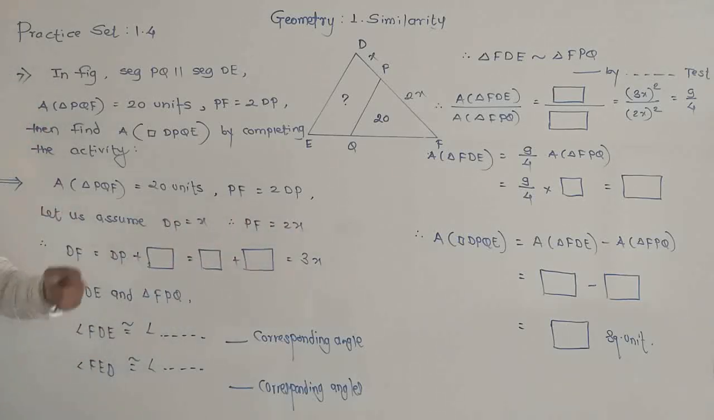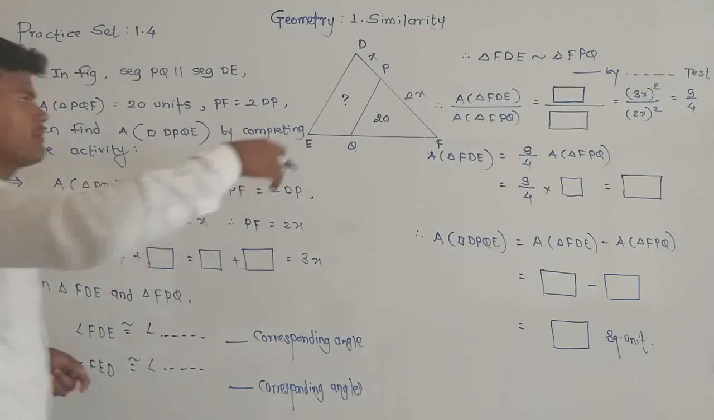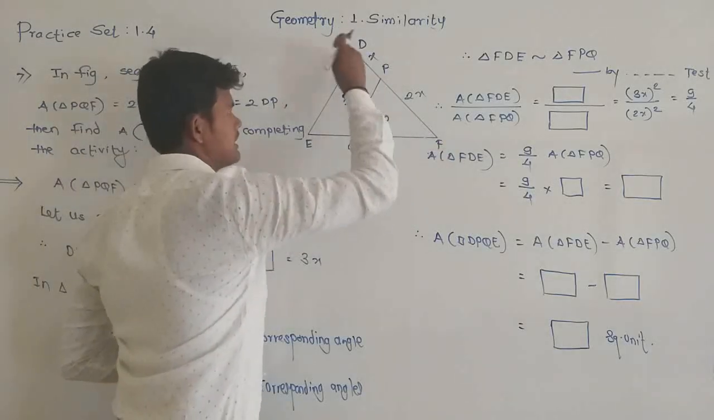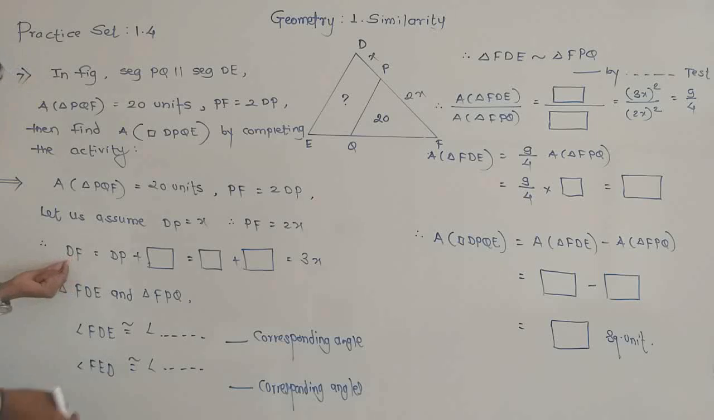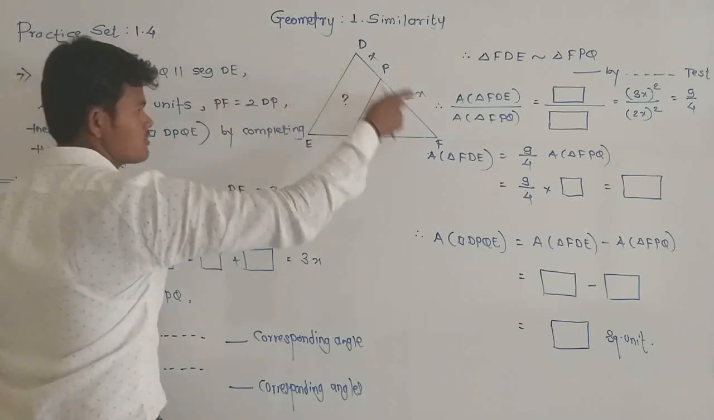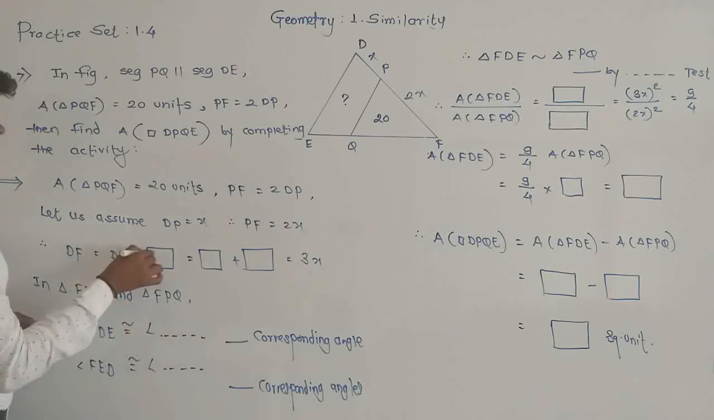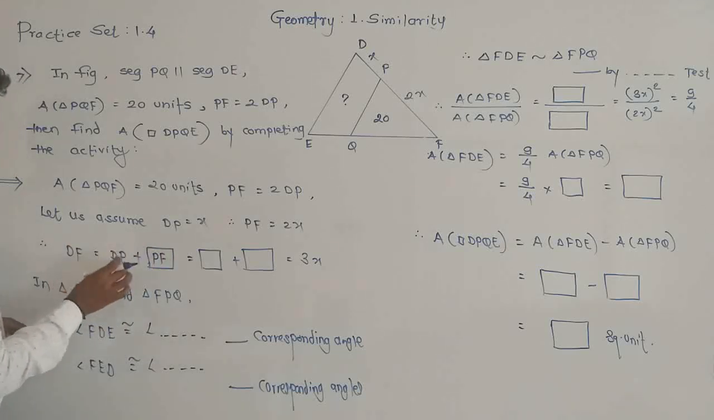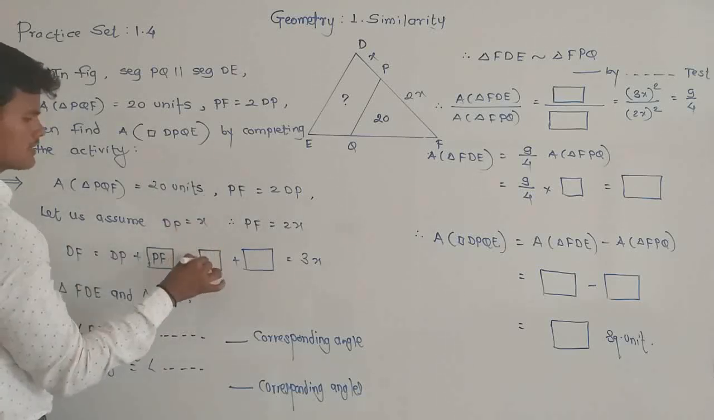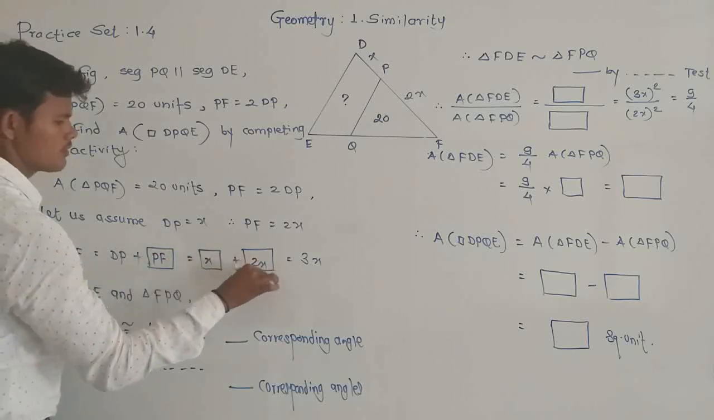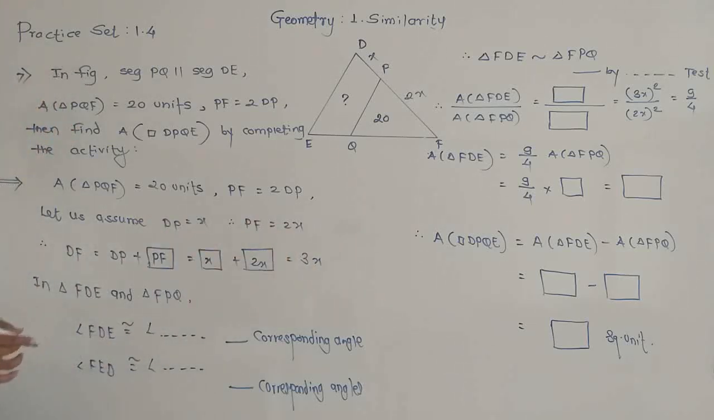Then we get the length of DF, the length of the whole segment. DF is made up of segment DP plus PF. The length of DP is x and the length of PF is 2x. So x plus 2x is 3x. So we get the length of DF is 3x.